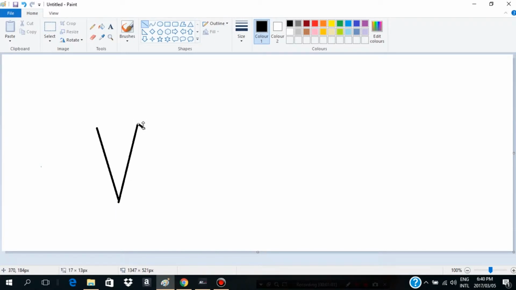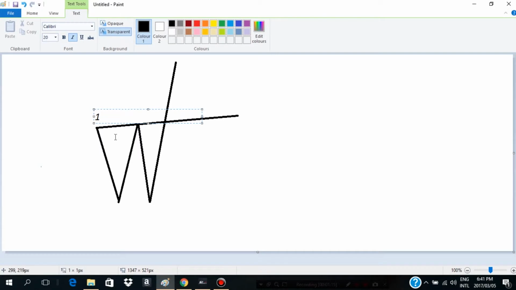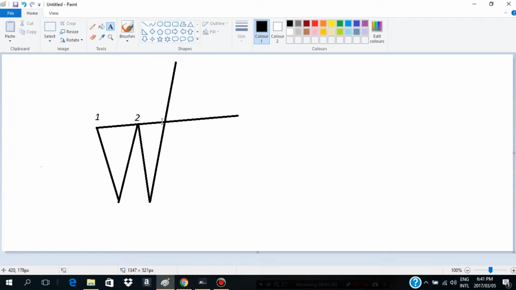Now, the rule is you want to join your first 2 points, and that will basically create your neckline. So that's point 1, and that is point 2. Now you want to find the best possible connection so that you have a decent neckline. There's no exact way of doing it. You just got to find something that makes sense.